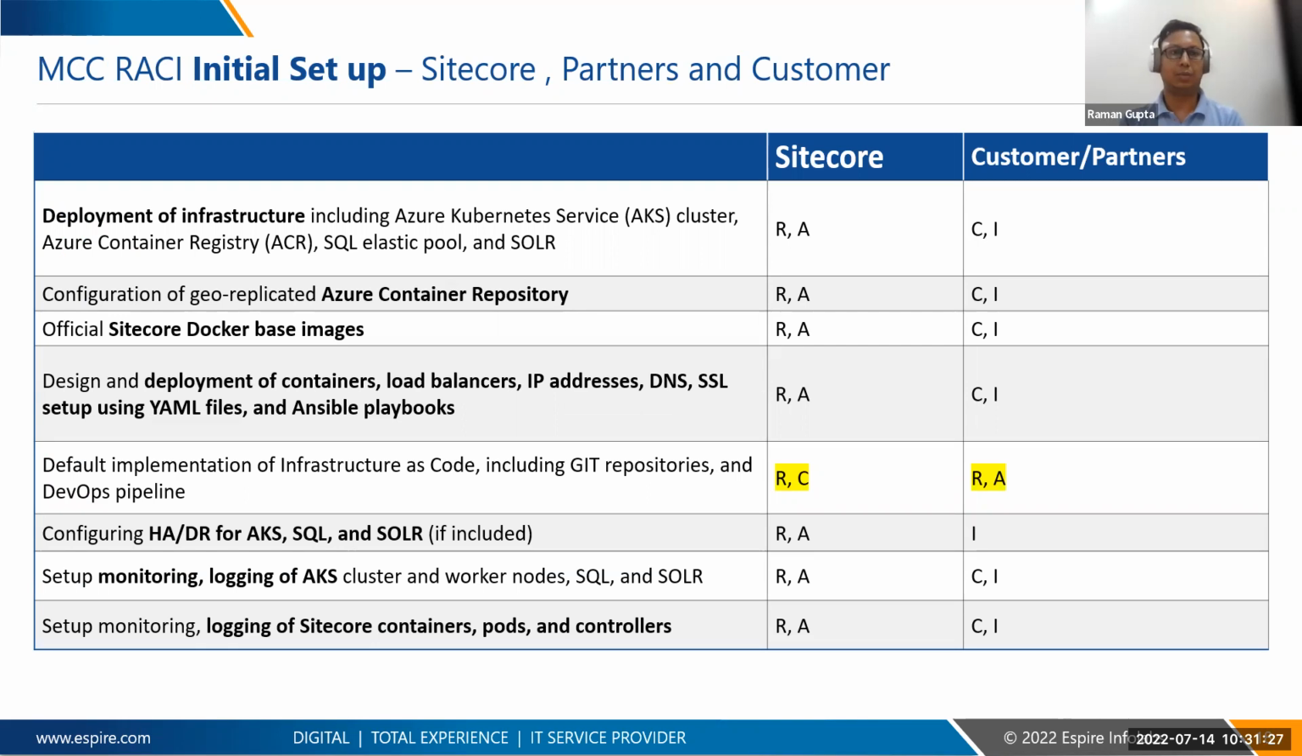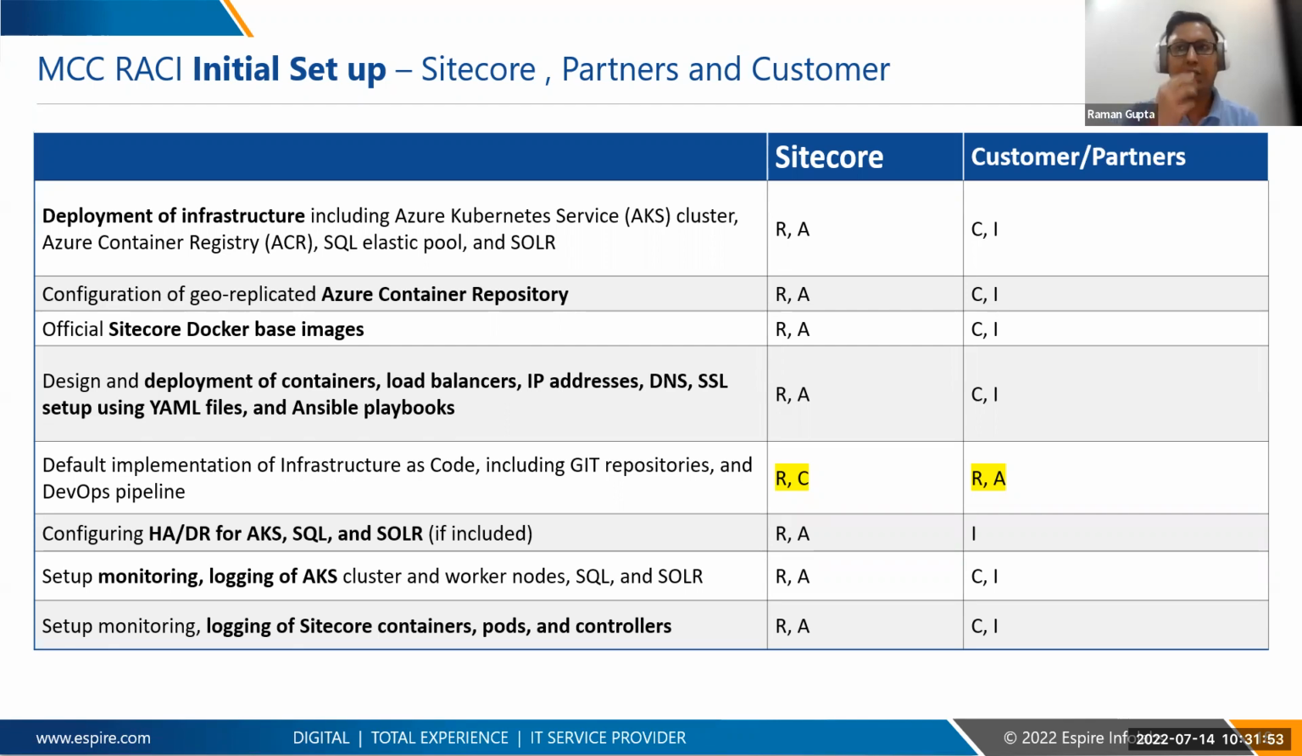Okay, so then we'll talk about the RACI model. When you understand all the components and architecture for Sitecore Managed Cloud, it's now on to understanding who is responsible for what. There are two phases basically, the initial setup and the implementation. I'll discuss the initial setup first, and then we can talk about the implementation phase.